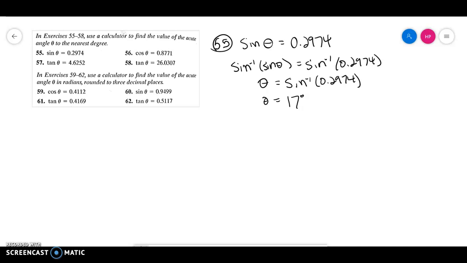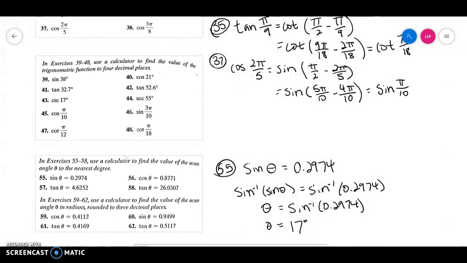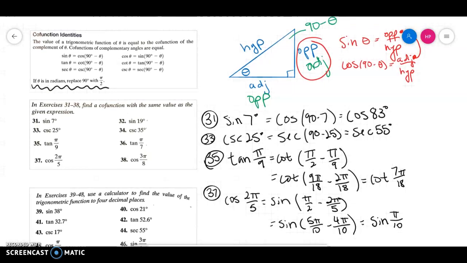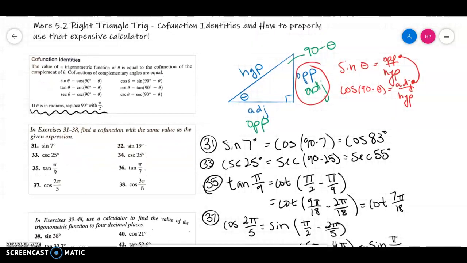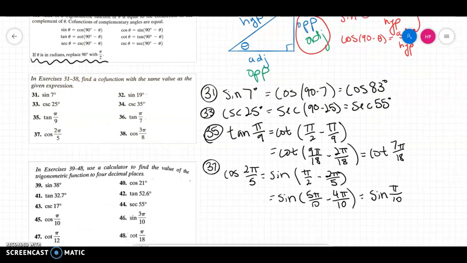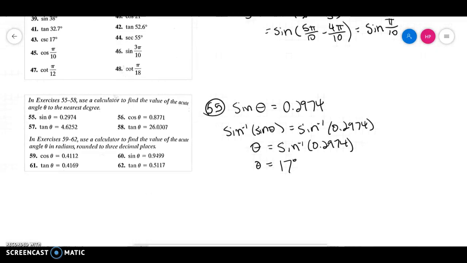There is a PDF this time of all of these problems worked out. So from 31 through 48, all of those, and then this section from 55 to 62. And again, big ideas, the cofunctions, just knowing that those angles are complementary. And then when you're keying things into the calculator, remember, think of SOHCAHTOA and the reciprocal. So you might need the notes from the first day of 5.2 to keep track of those.